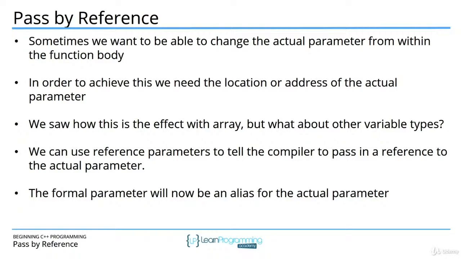Well, sometimes we want to be able to change an actual parameter from within a function. As we saw with arrays, this is achieved by passing in the location of the actual parameter. We can do this in C++ for any variable type, not just arrays, by using reference parameters. Reference parameters create an alias, so now the formal parameter in the function is an alias to the actual parameter. No copy is made. When you change the formal parameter, you're changing the actual parameter. This is called pass by reference, and it's really easy to achieve in C++ by using the ampersand symbol in the parameter list. Let's see an example.